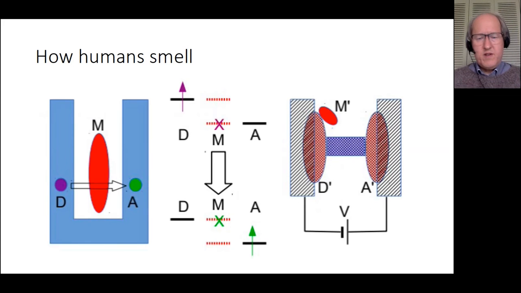So that's statistics. How about mechanisms? And here's a cartoon in which I try to describe the mechanism.